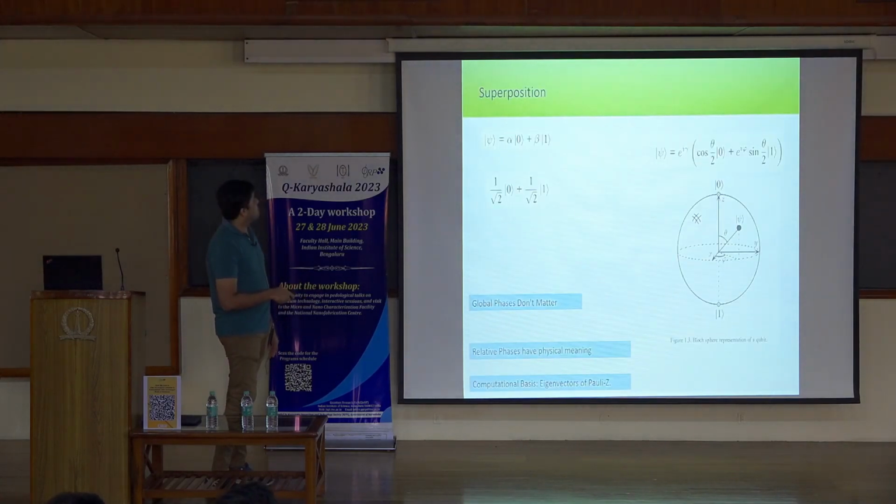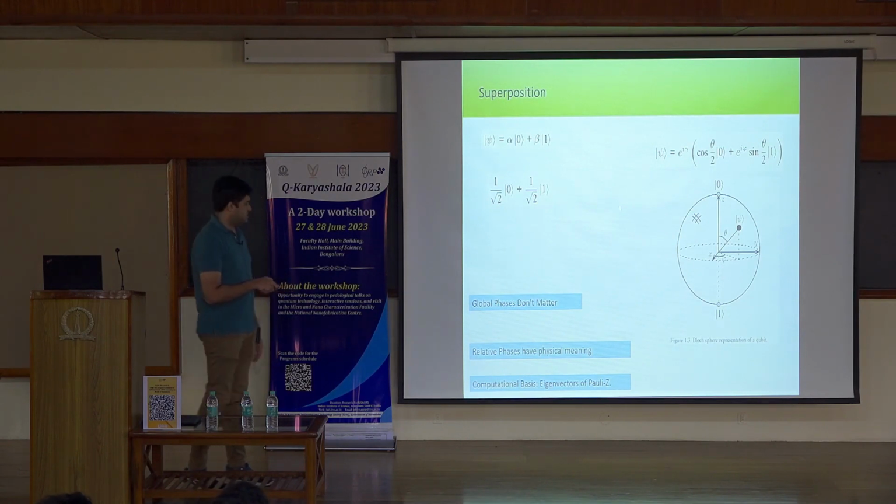Okay, so we'll come back to superposition. We'll take the simplest system, which is a two-level quantum system. This is known as the Bloch sphere. I'm sure you've all seen this. You can represent any arbitrary two-level system state in this way, with two parameters theta and phi, which denote the angles here. And in quantum mechanics, these global phases don't matter. It's only the relative phases that have physical meaning.